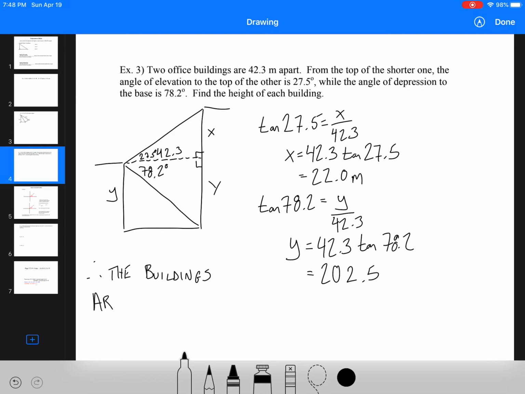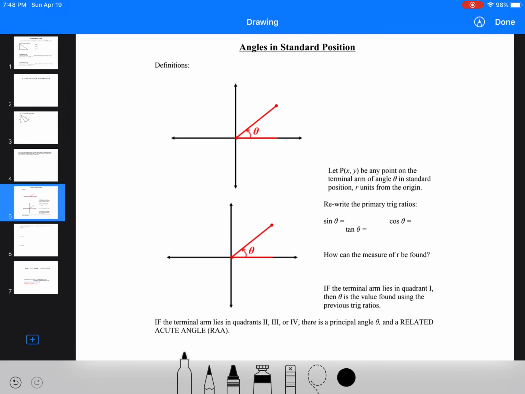So then we can say, therefore, the buildings, because it's a word problem, are 202.5 meters. And then we have to add those two numbers together, and 224.5 meters tall.